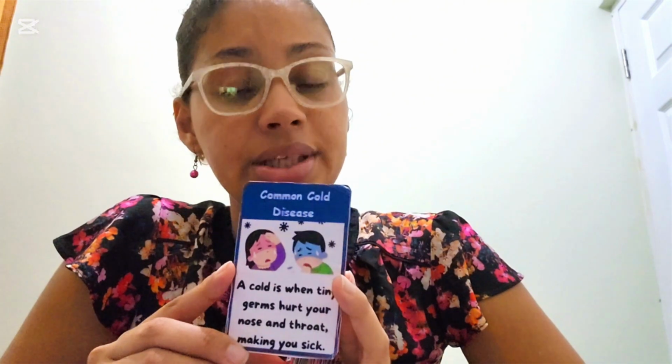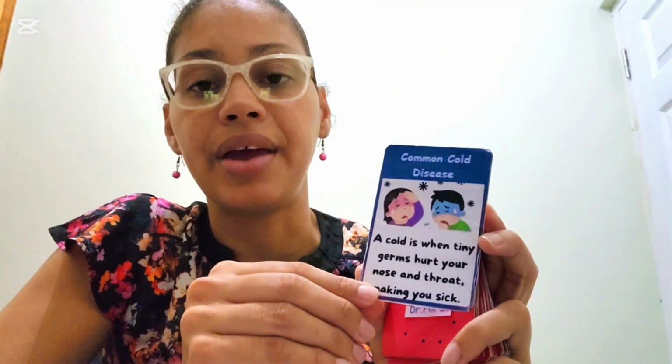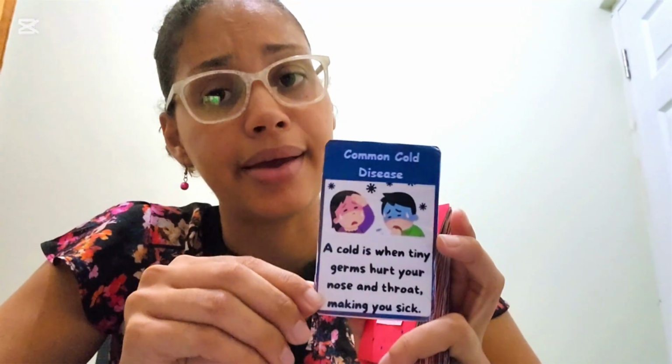First, we have the common cold. Each card is color-coded. So we have blue representing the common cold. So that's the disease. We'll also explain what disease means to the child so that they understand. We have a picture exemplifying, and we have a simple description. A cold is when tiny germs hurt your nose and throat, making you sick.